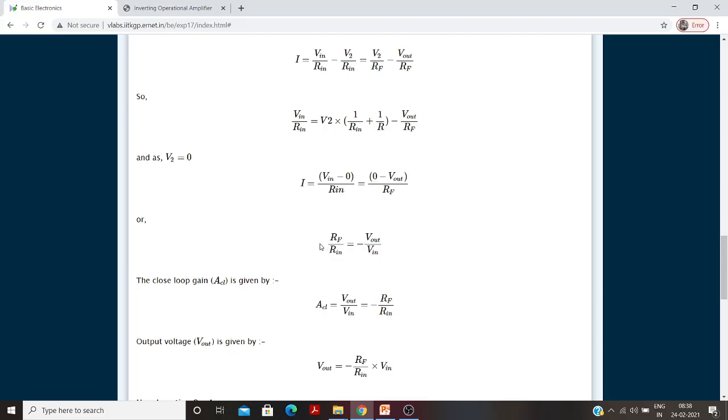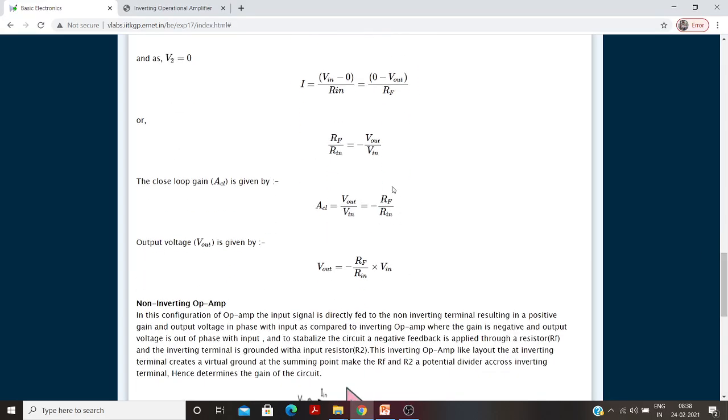If I multiply with the negative symbol, then minus RF upon R1 is equal to V out divided by V in. So the gain formula is minus RF upon R1. Keep in mind that the gain is calculated by RF upon R1. My output is gain times input, so minus RF upon R1 times V in. That's why my output is in inverting phase with my input.